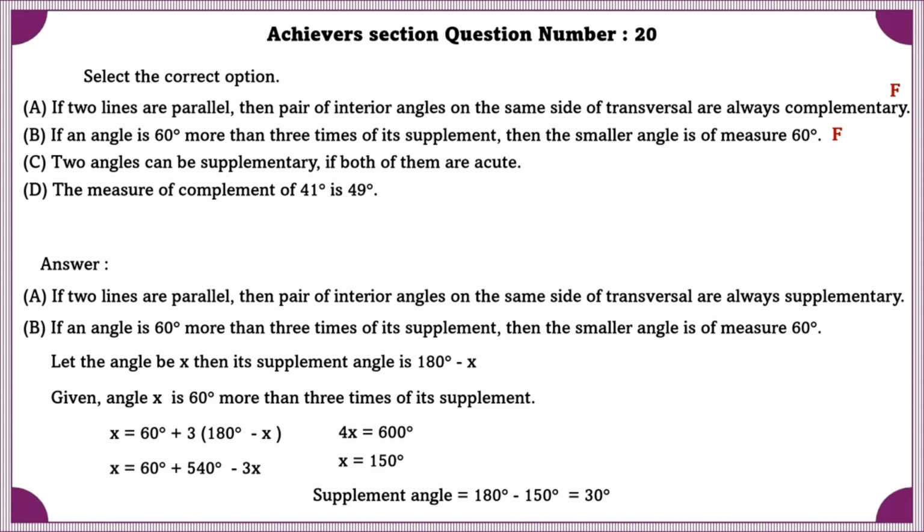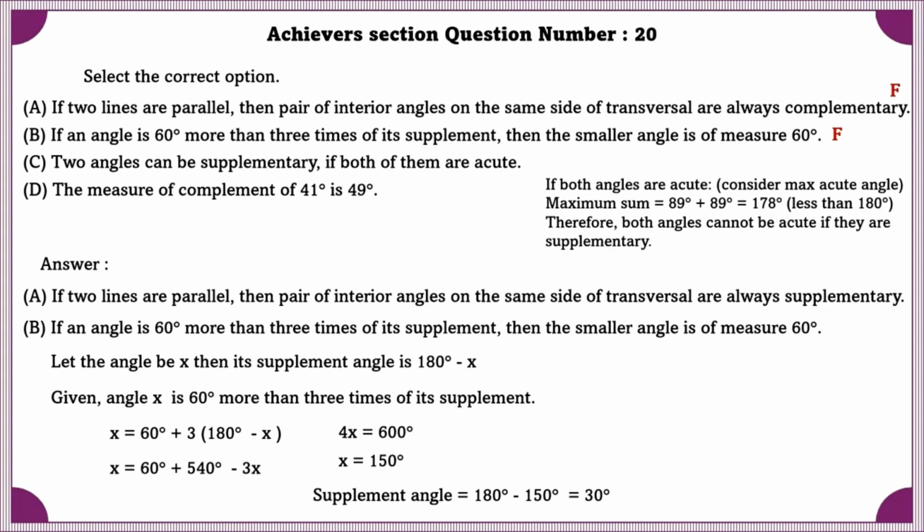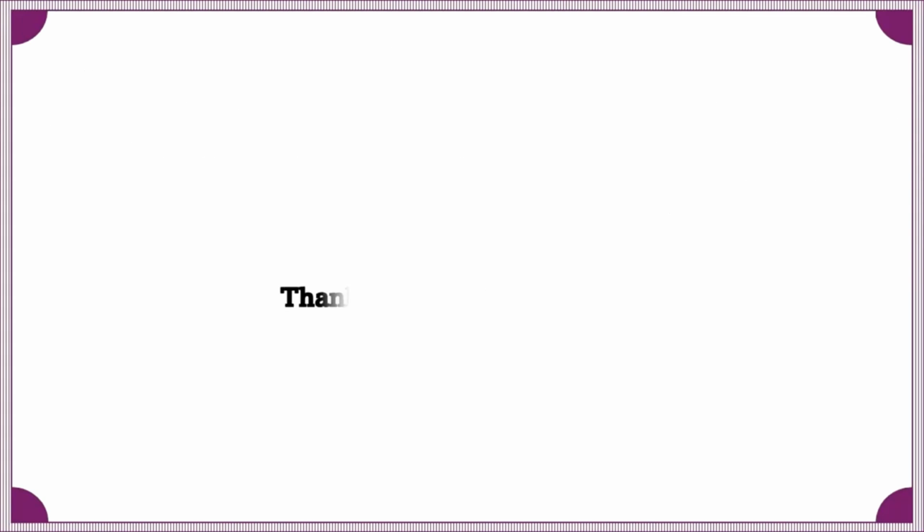C. Two angles can be supplementary if both of them are acute. If both angles are acute, considering max acute angle, maximum sum is equal to 89 degrees plus 89 degrees, which is equal to 178 degrees, which is less than 180 degrees. Therefore, both angles cannot be acute if they are supplementary. D. The measure of complement of 41 is 49 degrees. Complement of 41 degrees is equal to 49. Yes, this is true.